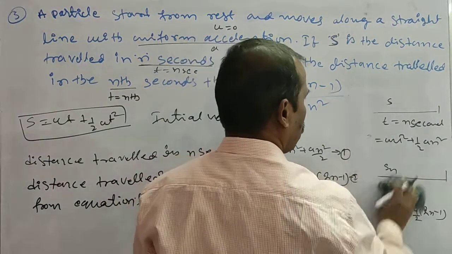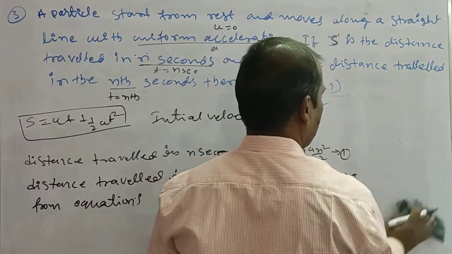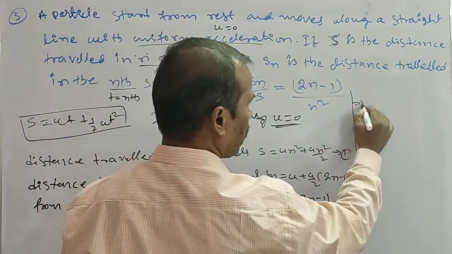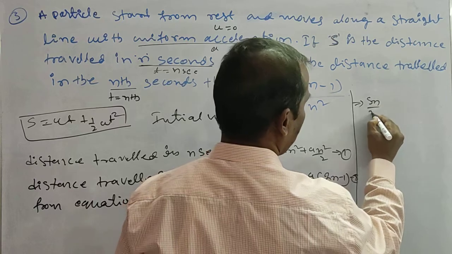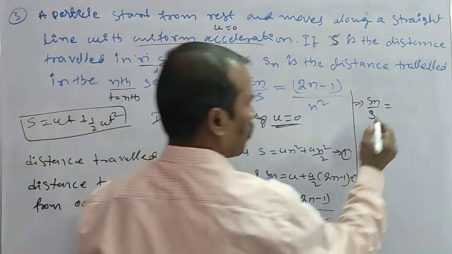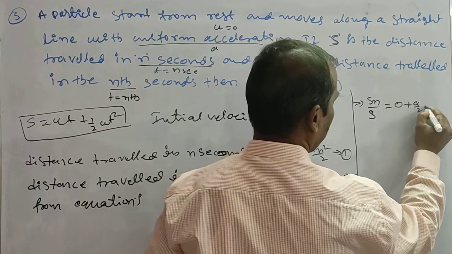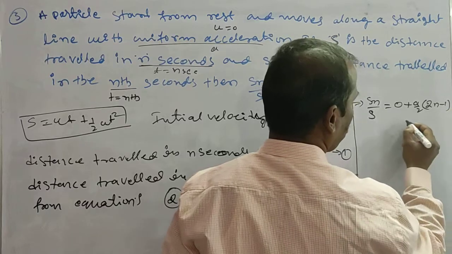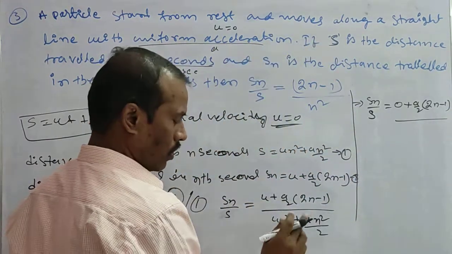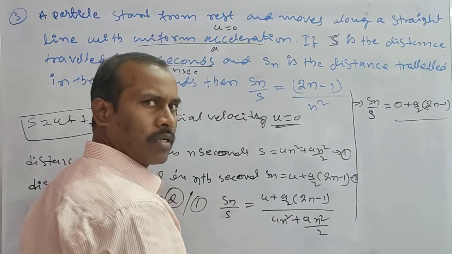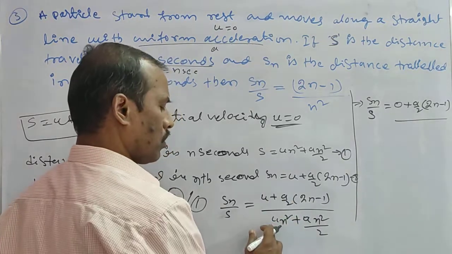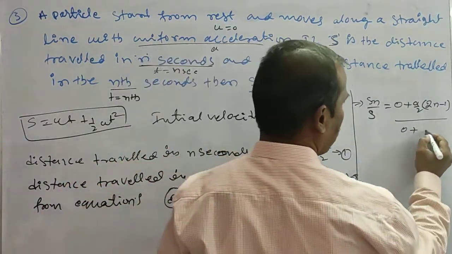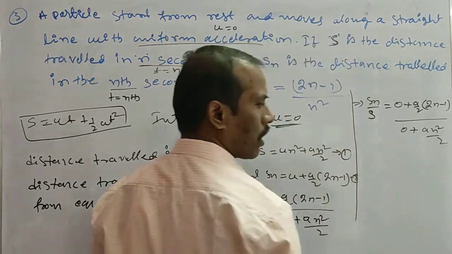Now this simplifies. Remaining here, Sn by s is equal to u, which is 0, plus a by 2 into 2n minus 1. Since u is equal to 0, the multiplication is 0, so u into n is 0, plus the remaining a n square by 2.